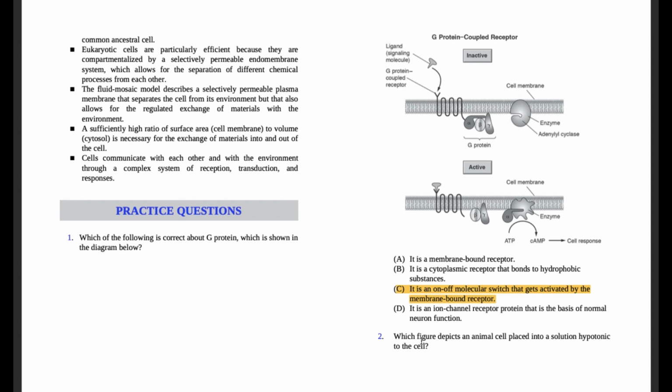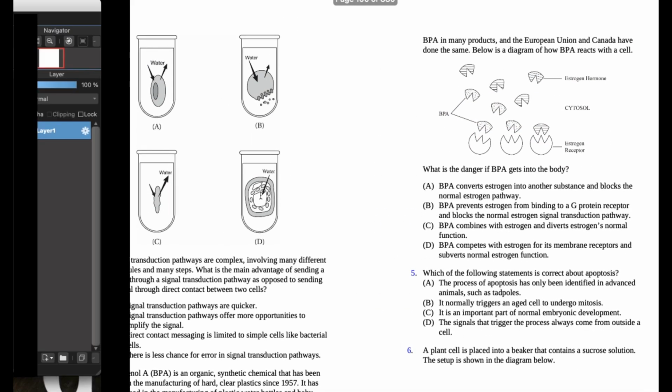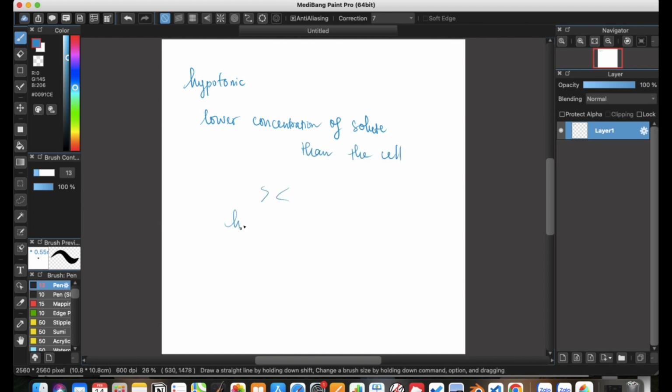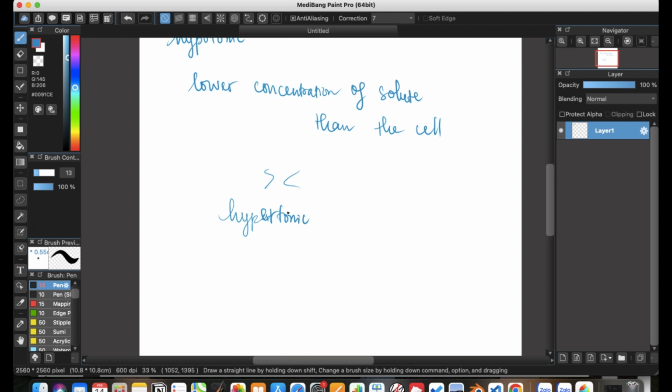Next, which figure depicts an animal cell placed into a solution hypotonic to the cell? So I'm going to take a look. What is a hypotonic solution? A hypotonic solution will have a lower concentration of solute than the cell. This is the opposite of a hypertonic solution, which has a higher concentration.